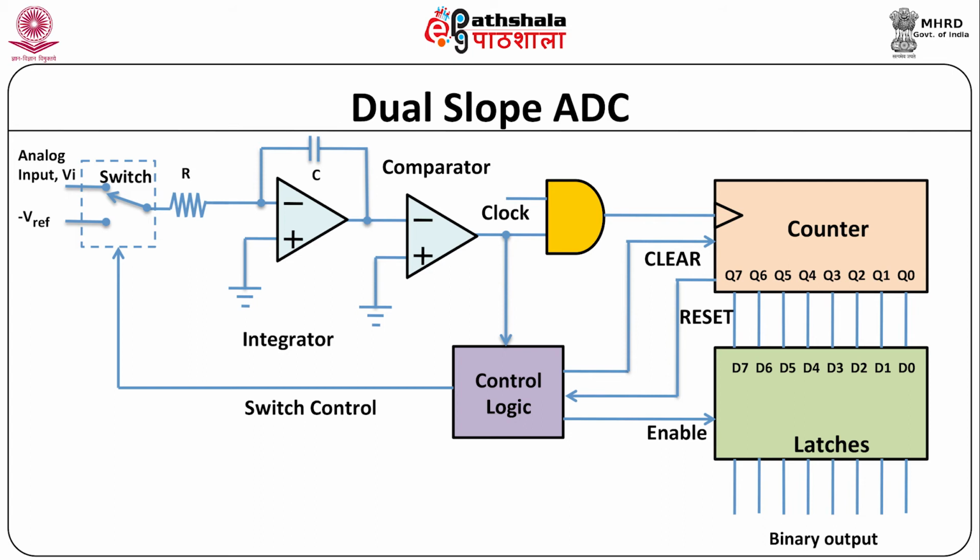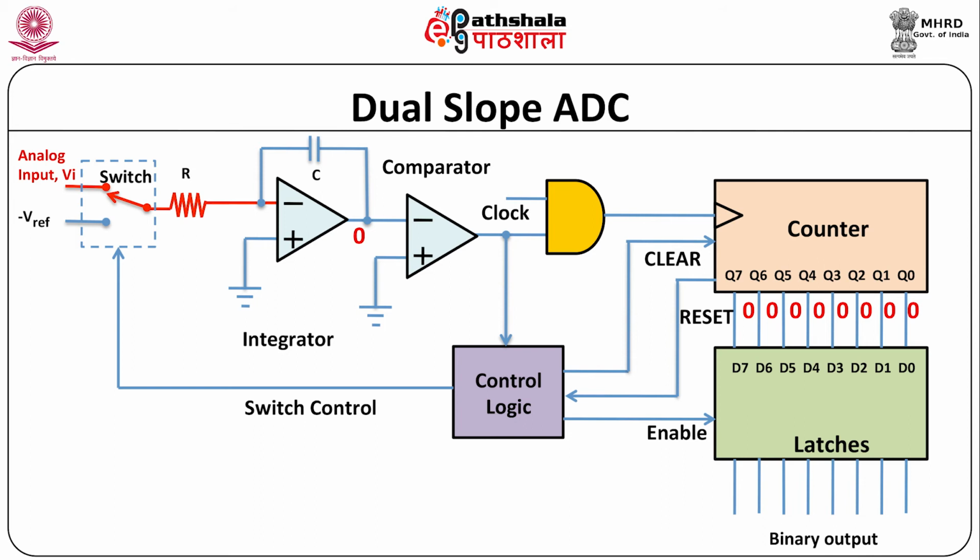Let us start with the assumption that the counter is reset and the output of the integrator is 0. Now assume that a positive input voltage is applied to the input through the switch. The position of the switch is decided by control logic so that this input is applied to the inverting input of the integrator through a resistor R. As the non-inverting input is grounded, the inverting input of the amplifier is at virtual ground.